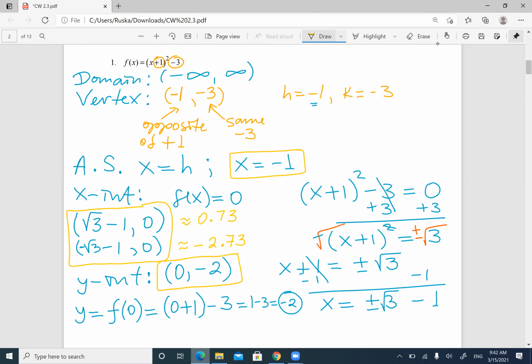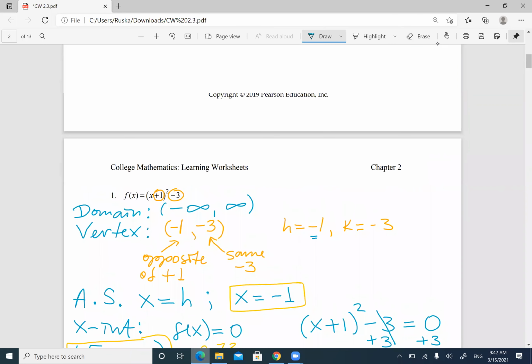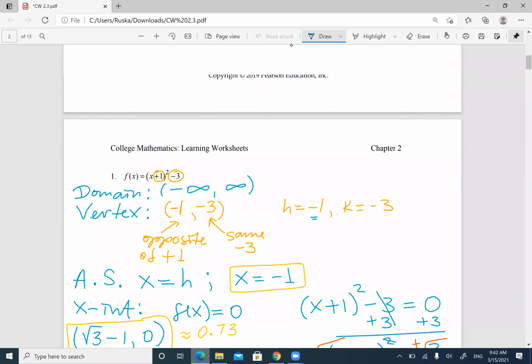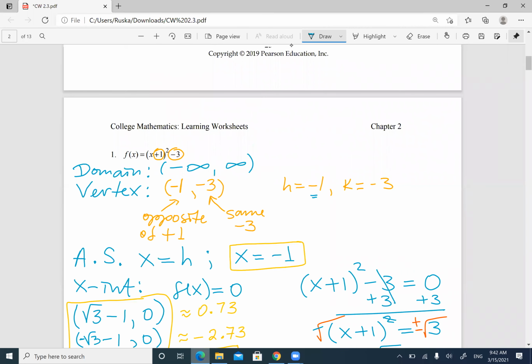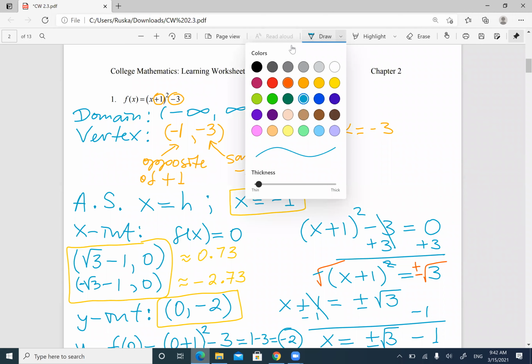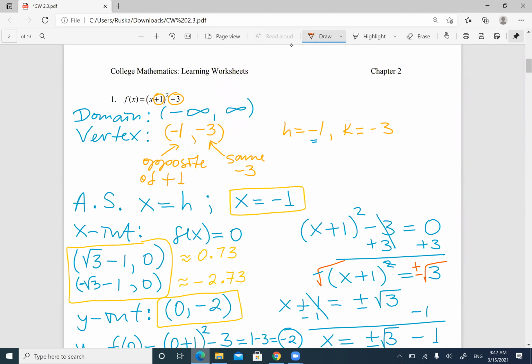Everybody good so far? Yes, ma'am. Okay, so we have the x-intercepts, we have the y-intercept. Now we're going to continue with, what is the next one? Maximum or minimum. So let's see where the parabola opens. We have, what is A? What is in front of the square? In front of the square is 1, right? Everybody see that 1 in front? There is an invisible 1. There is nothing in front of the parenthesis. So that means it's 1.